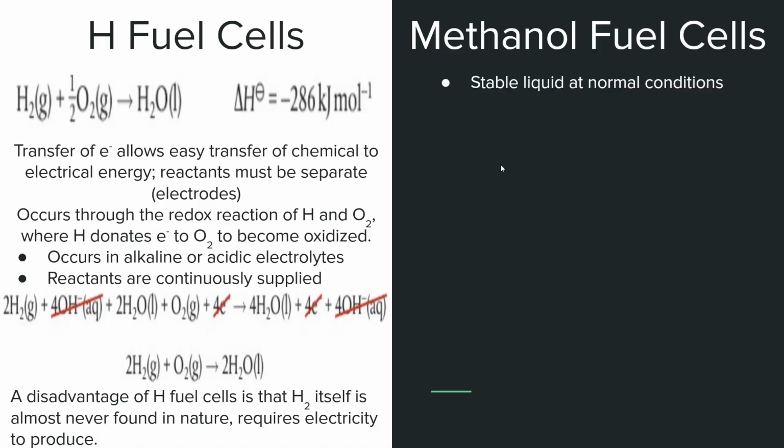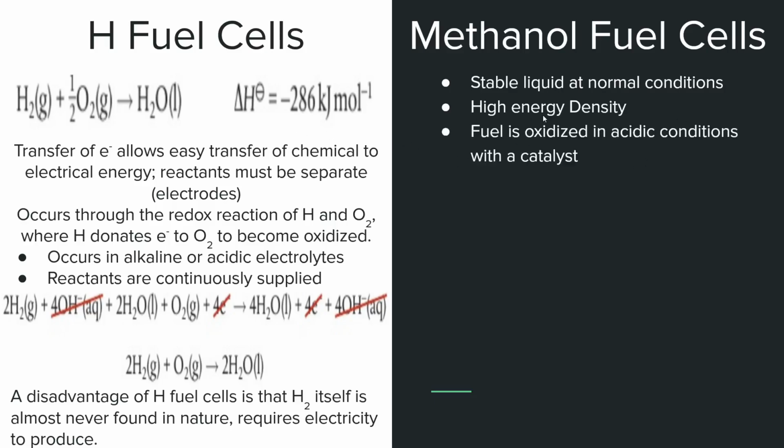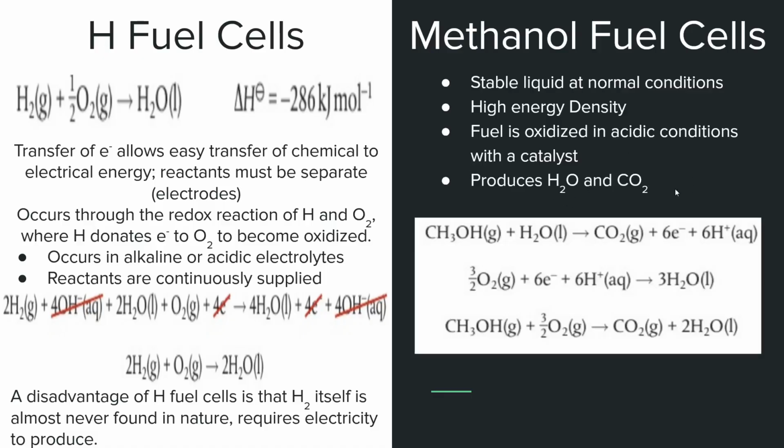So methanol fuel cells, you don't have to know as much about. You need to know that it has to be a stable liquid at normal conditions. Methanol has a high energy density. The fuel is oxidized in acidic conditions with catalyst. So unlike hydrogen fuel cells that can be alkaline or acidic electrolytes, it has to be in acidic conditions with the catalyst. And methanol fuel cells are going to produce water and carbon dioxide. And here you can see the half reactions for a methanol fuel cell.